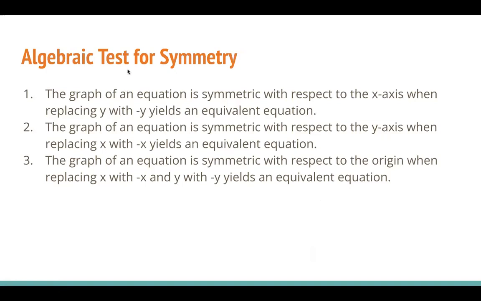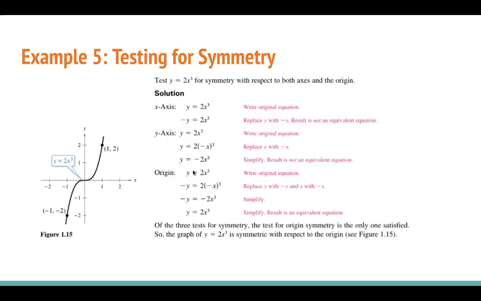Algebraic test for symmetry. The graph of an equation is symmetric with respect to the x-axis when replacing y with -y yields an equivalent equation. The graph of an equation is symmetric with respect to the y-axis when replacing x with -x yields an equivalent equation. The graph of an equation is symmetric with respect to the origin when replacing x with -x and y with -y yields an equivalent equation.